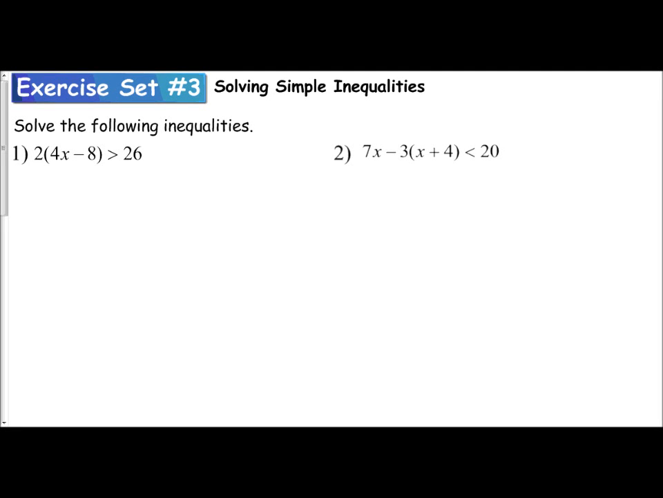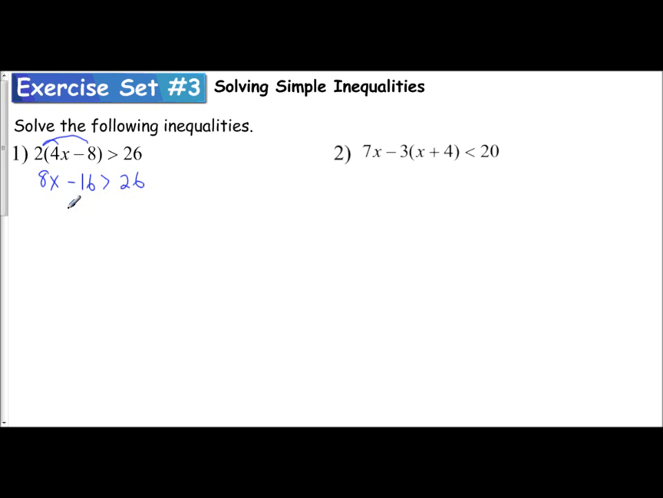In this video, we're going to apply the process that we would use to solve inequalities to actually solve some simple inequalities. So let's take a look at the first example. You have 2 times the quantity 4x minus 8 is greater than 26. So just like before, the first step you want to do is to distribute into the parentheses to get 8x minus 16 is greater than 26.